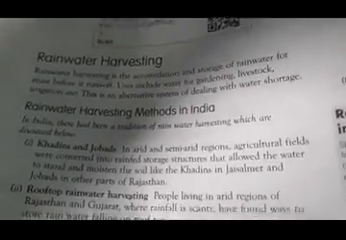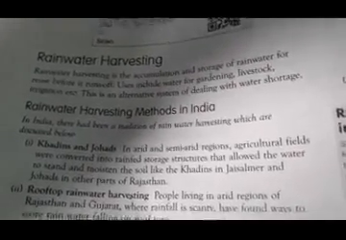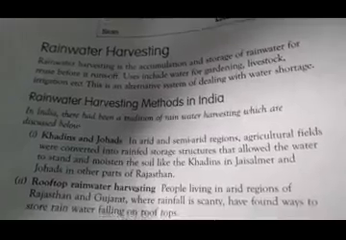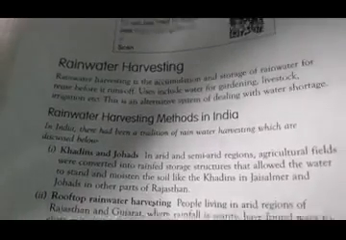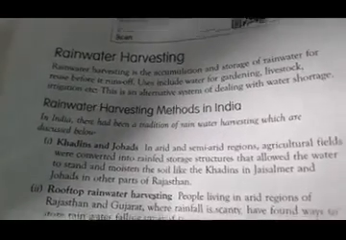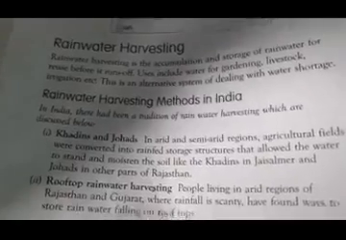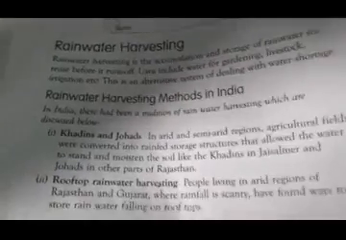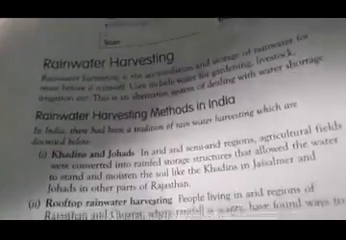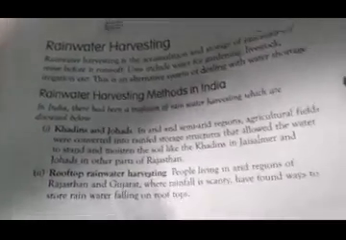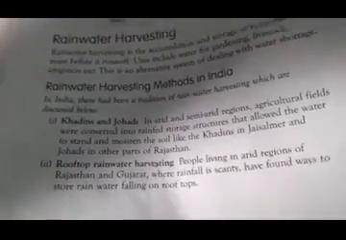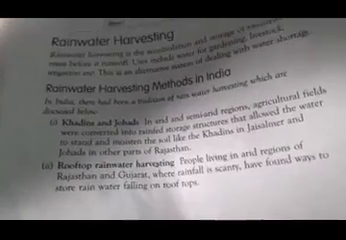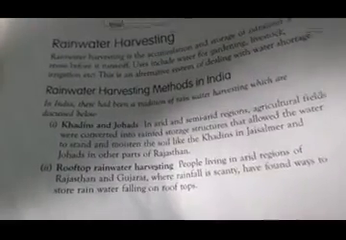In the areas where we have a water problem, we use this type of rainwater harvesting system for the use of water in the future, so that there will be no scarcity of water in the future. So, rainwater harvesting methods in India. There are so many rainwater harvesting methods in India, and number one is khadins and johars.